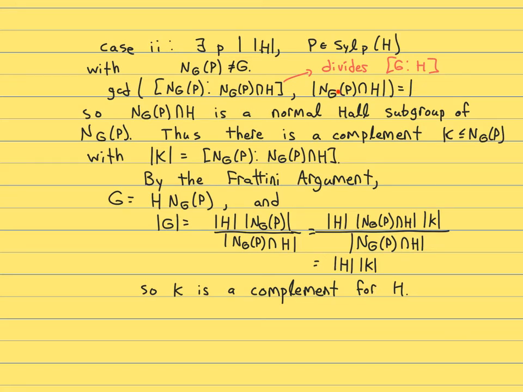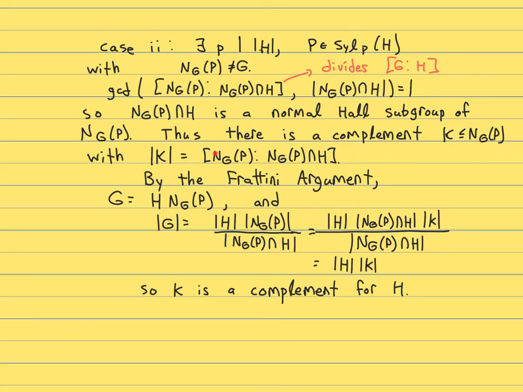And clearly the index over this order over here divides the order of H, so these two are relatively prime numbers. And so we have this intersection here is a normal Hall subgroup of this normalizer. And so by the induction hypothesis applied to this normalizer, which is a proper subgroup, so we can apply the induction hypothesis, there is a complement, K, in this normalizer.